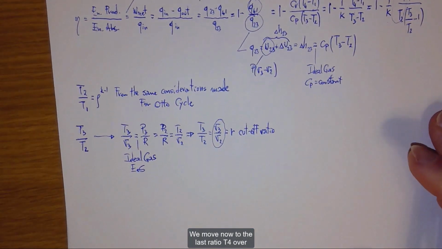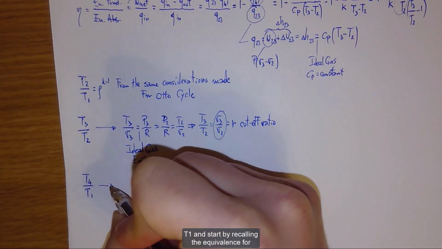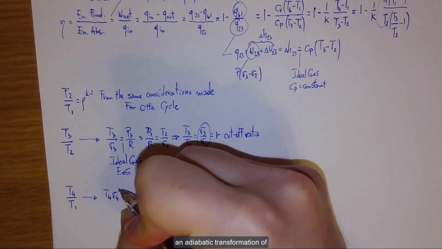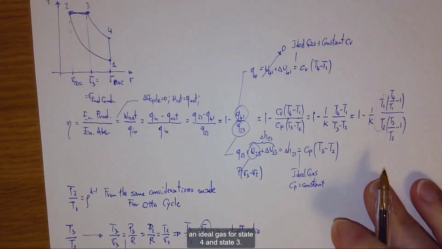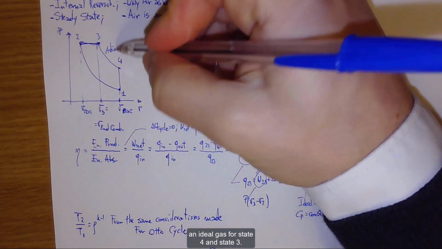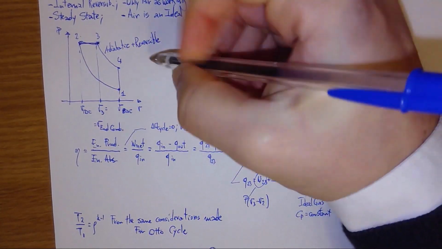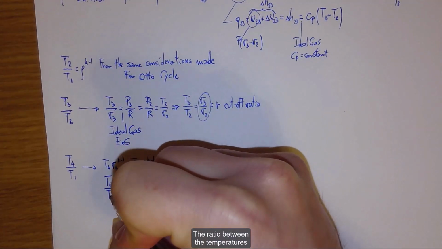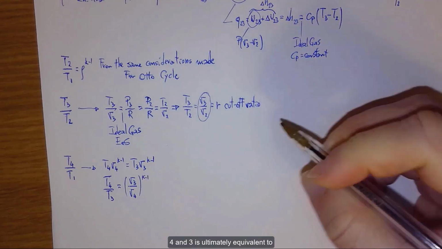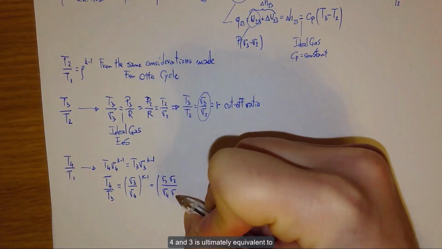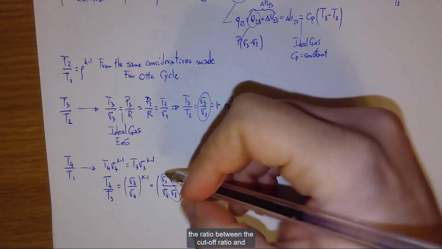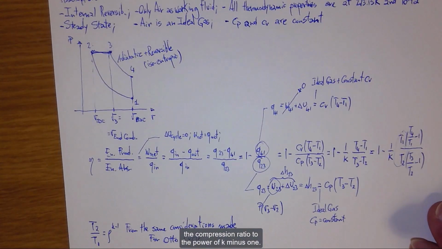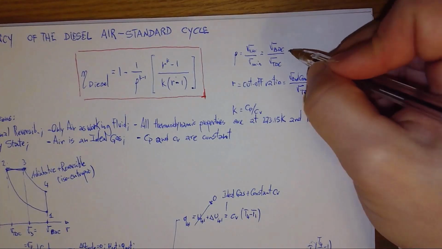We move now to the last ratio T4 over T1 and start by recalling the equivalence for an adiabatic transformation of an ideal gas for state 4 and state 3. We develop it further. The ratio between the temperatures 4 and 3 is ultimately equivalent to the ratio between the cutoff ratio and the compression ratio to the power of k minus 1.